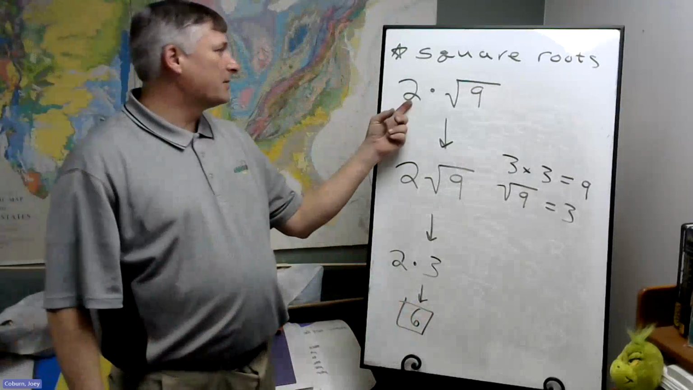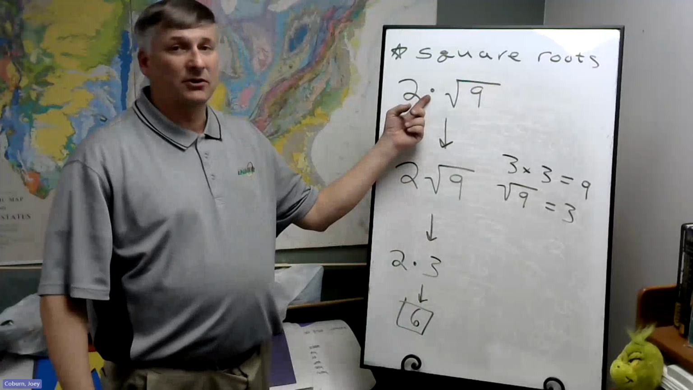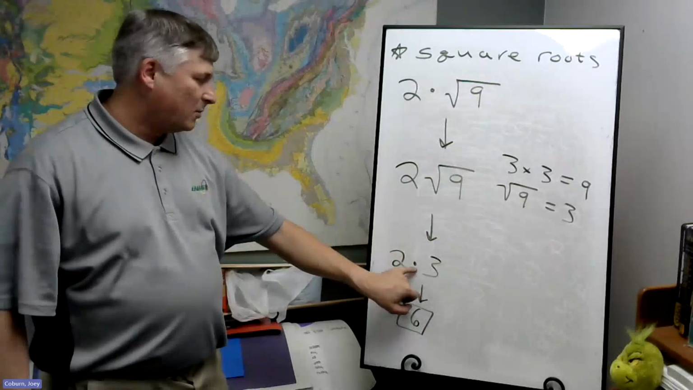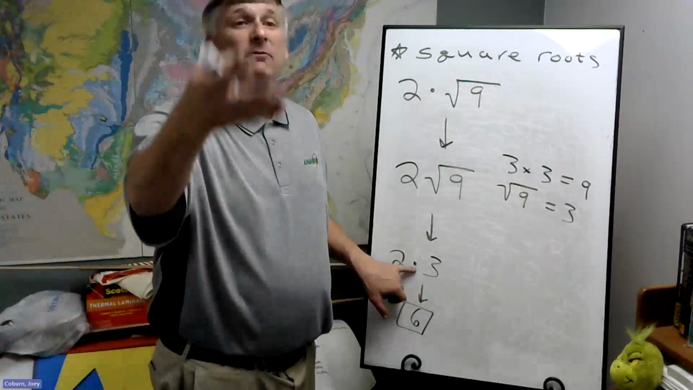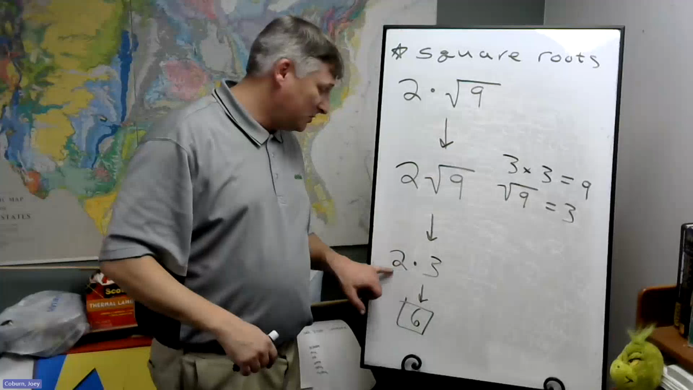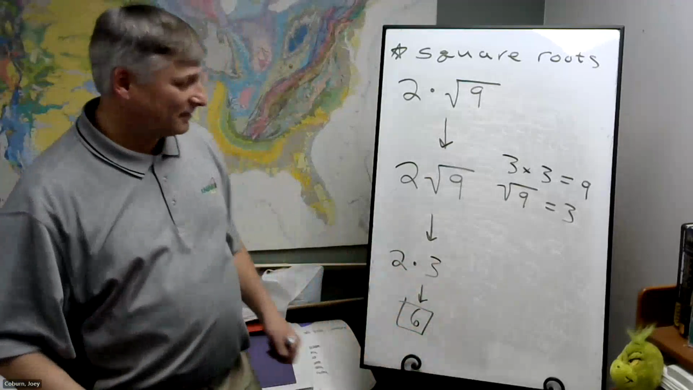So when there's a number in front of a square root like this, it means multiplication. And when we compute our square root, that multiplication now needs to step forward and remind you, hey, there's a multiplication sign here. This means 2 times 3. It's not the number 23.